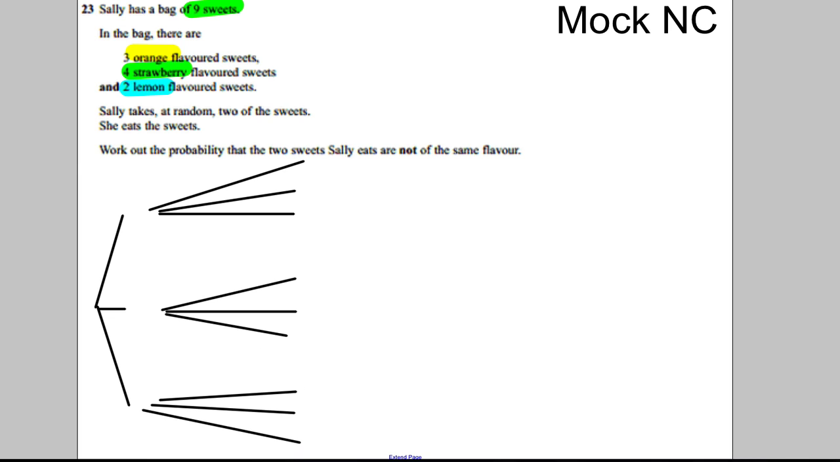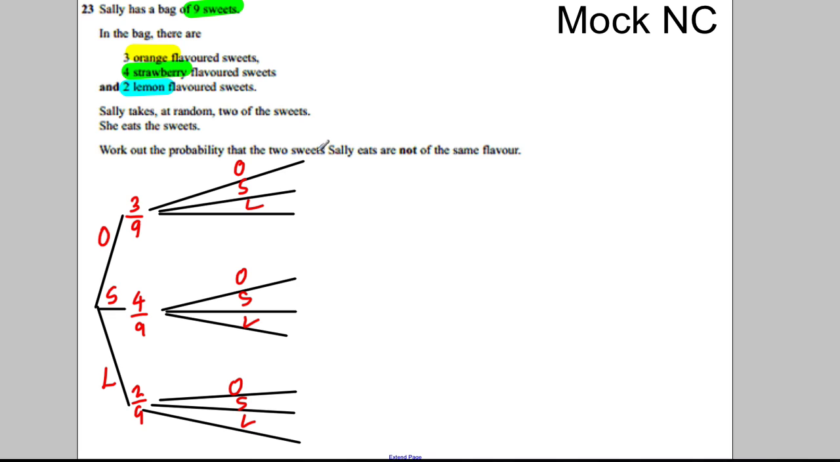Okay, so what we're going to do is we're going to say the first one is either an orange, a strawberry, or a lemon, and the same for each branch. Now the probability of orange is 3 out of 9, the probability of strawberry is 4 out of 9, the probability of lemon is 2 out of 9. Remember they have to add to 9 out of 9, they do.